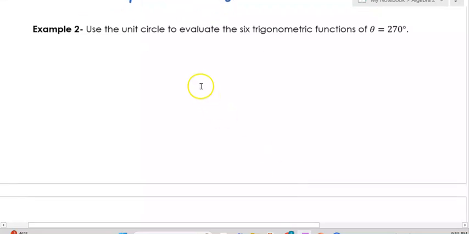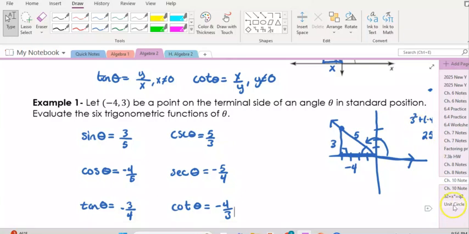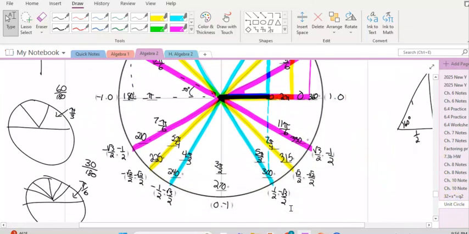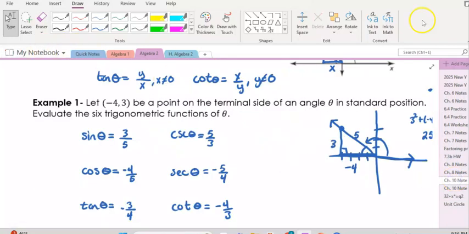All right, this says use the unit circle to evaluate the 6 trigonometric functions of theta when it's 270 degrees. Okay, so what we're going to do is look at our unit circle, the one that we filled out the other day. If we go back and look, 270 degrees is right here, and notice it's this point at 0, -1.